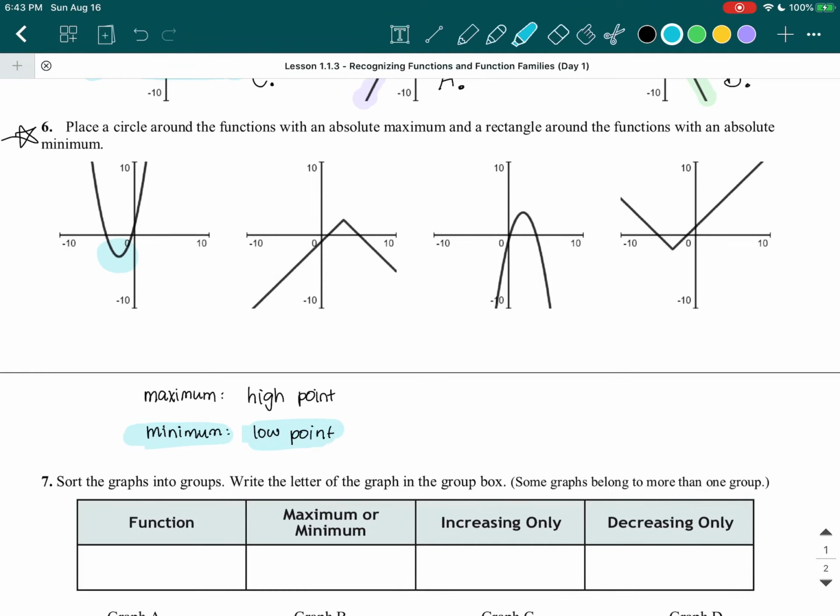So let me see. Absolute minimum, we want a rectangle around the functions with an absolute minimum. Okay, so let's draw a rectangle around this guy. That rectangle has a really squiggly top, but it's okay. And I'm just gonna write it in words too.